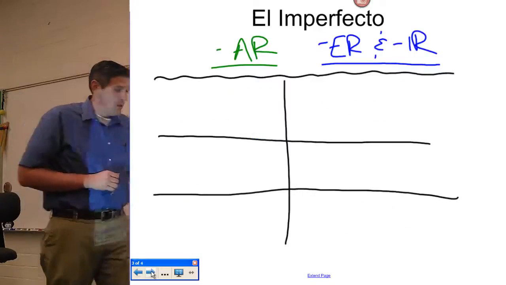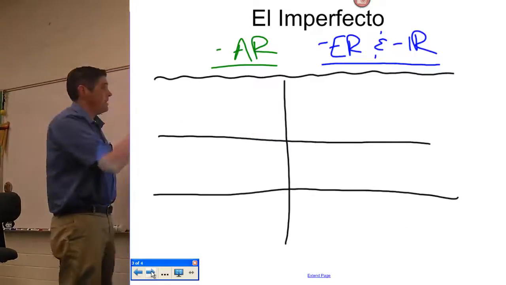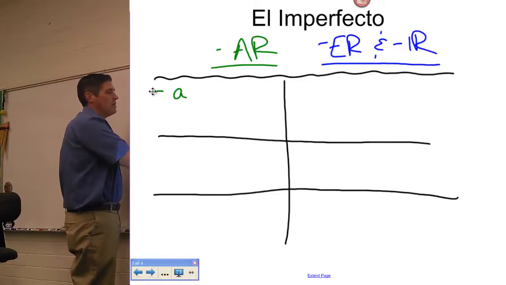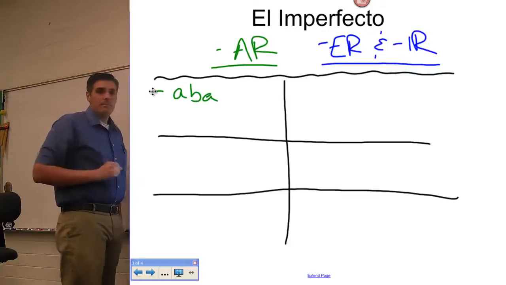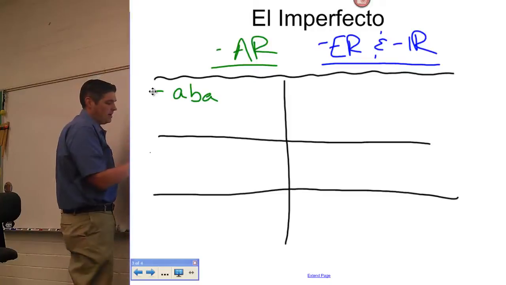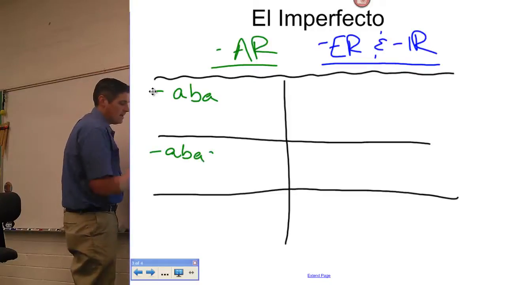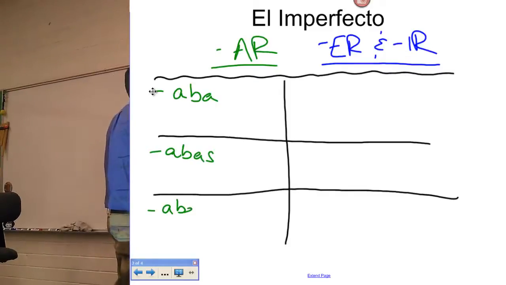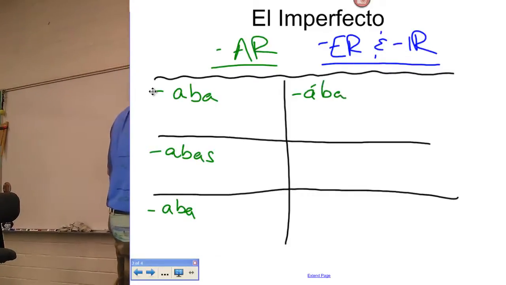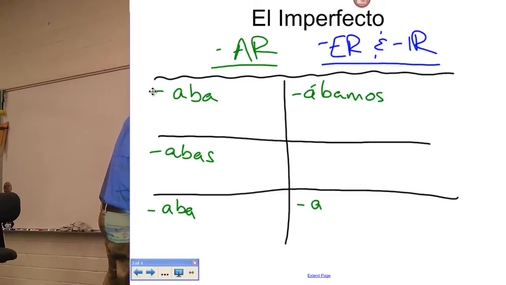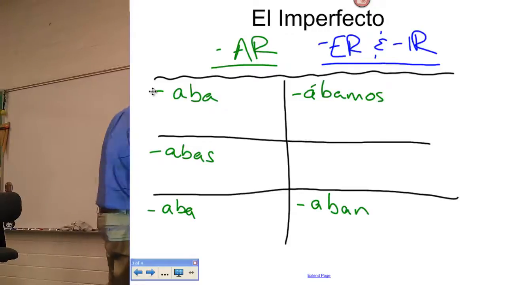Moving on to the imperfects, you'll remember these. The ARs. I hope you kind of go along with me. ARs in the yo form, they end in aba. Él hablaba. Siempre hablaba. Todos los días hablaba. Hablabas. Hablaba. Hablábamos with an accent. Skip the vosotros. Hablaban.